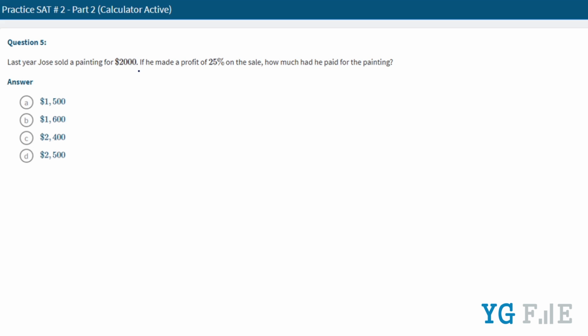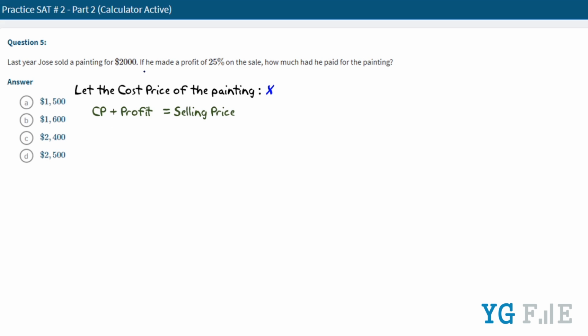So to solve this problem, first we can let the cost price of the painting be X, and since the selling price is the sum of the cost price and the profit, we can make an equation: the cost price plus profit is equal to the selling price. And what we need to remember is that the profit is always calculated on the cost price.